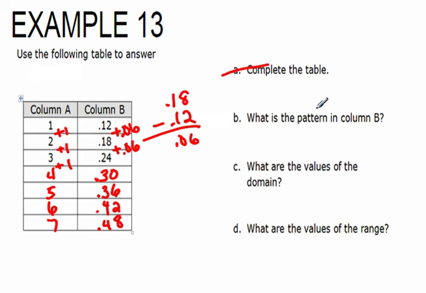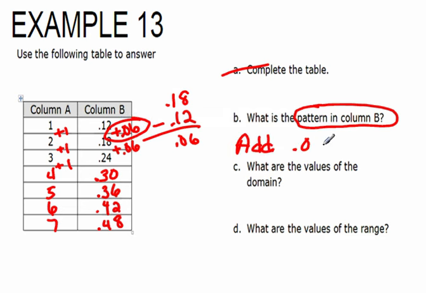Question B asks us, what is the pattern in column B? Well, in column B, we had to find that pattern in order to complete the table. That pattern was that we added 0.06, and please note that that is different from 0.6, or it's an increase of 0.06.